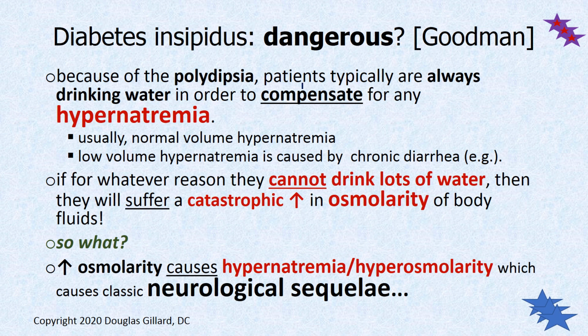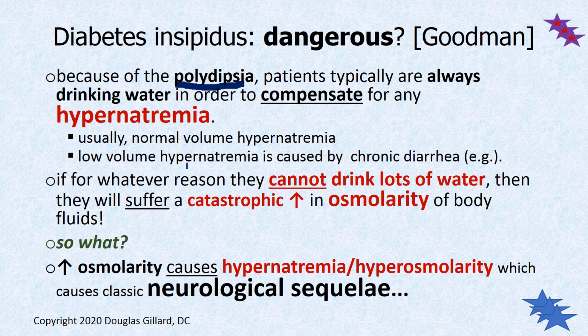Dangerous? Yeah, it can be dangerous, but usually not horribly dangerous. Because of the polydipsia, if you have salty blood, you're going to be thirsty, and you are going to be drinking a lot of water to compensate for the hypernatremia, and you're going to keep that under control. So usually most people have a normal level of salt in their blood.